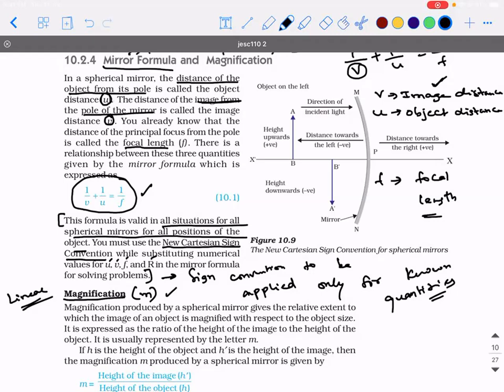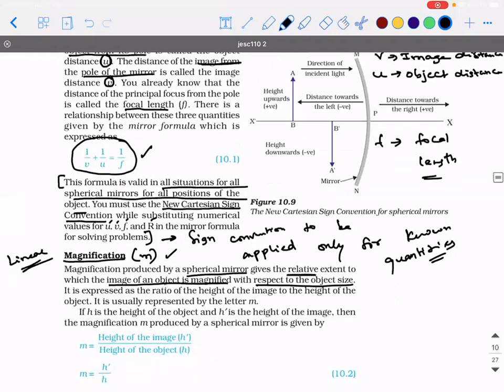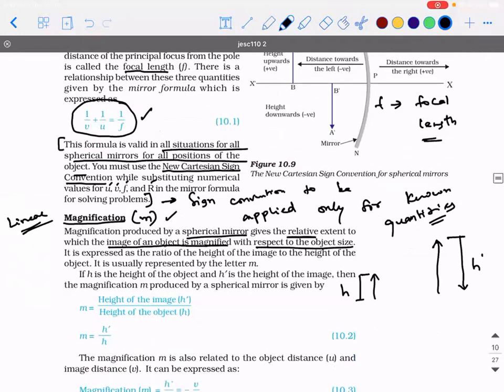Linear magnification produced by a spherical mirror gives the comparative extent to which the image of an object is magnified with respect to the size of the object. Suppose I have a pen placed in front of a mirror, having a height h. If the image formed is of this size, let me call this height h dash, then how much the image has got magnified with respect to the object is what we call magnification.